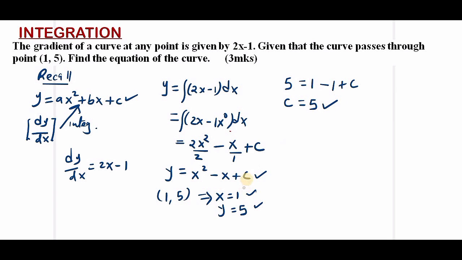From this, we've already determined the value of c, and therefore rewriting the equation, we determine the equation of the curve as y is equal to x squared minus x plus 5. And that is the equation of the curve as desired.